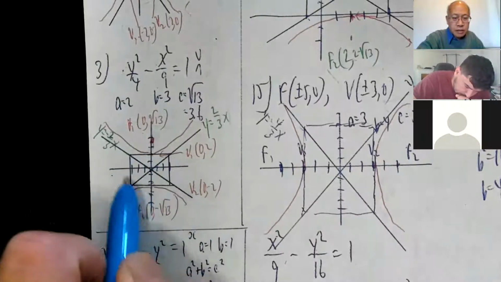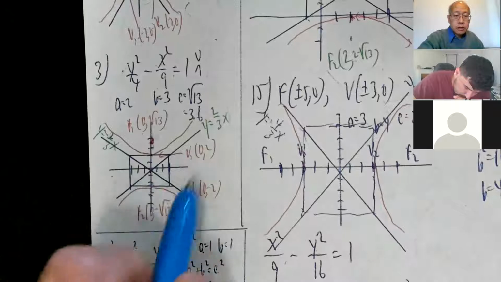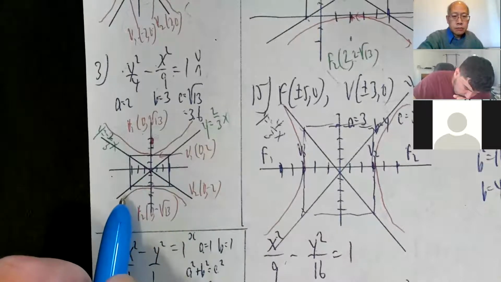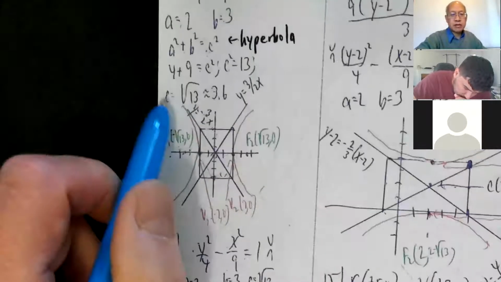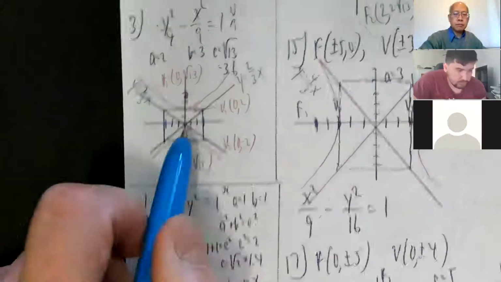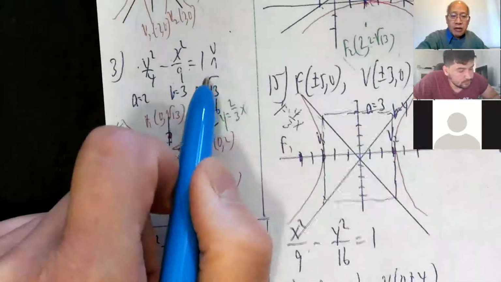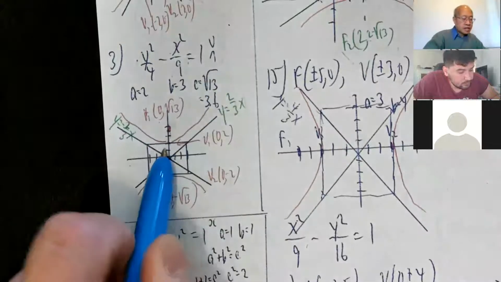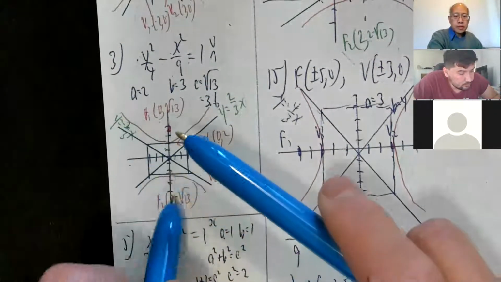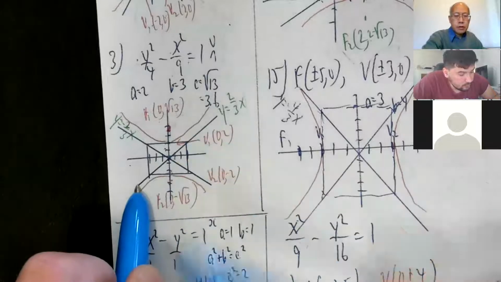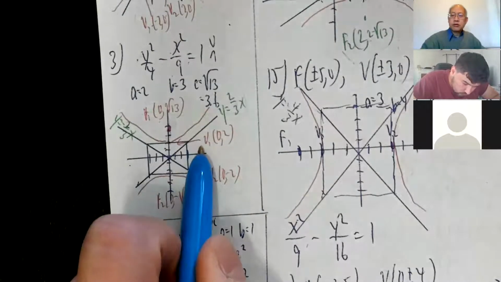Draw myself a box. Connect the diagonals. These are my asymptotes. C is still radical 13. I mean, the algebra is exactly the same as this. Since it's an up and down hyperbola, I take these 2 points, the 2 vertices, and curve them toward the asymptotes. So here are the vertices, 1 vertex, 2 vertices.